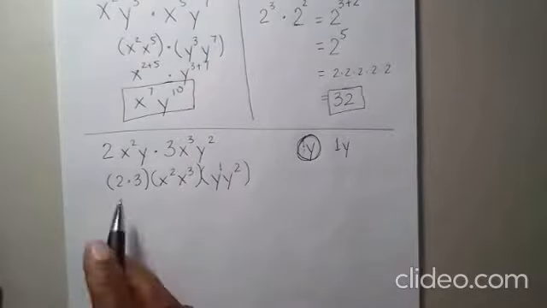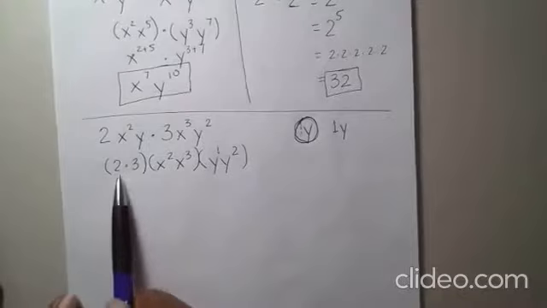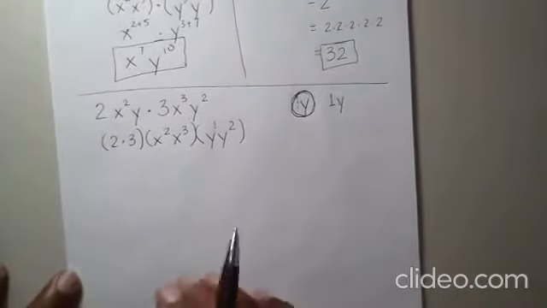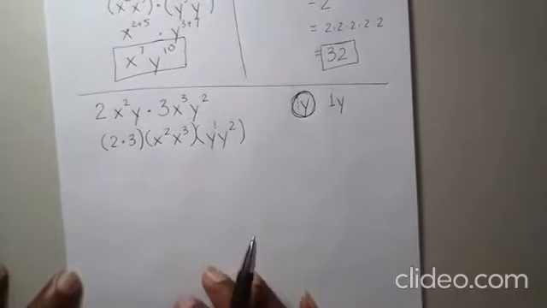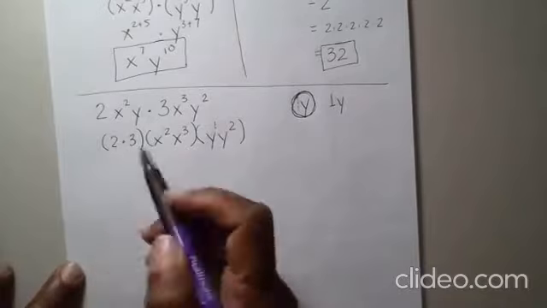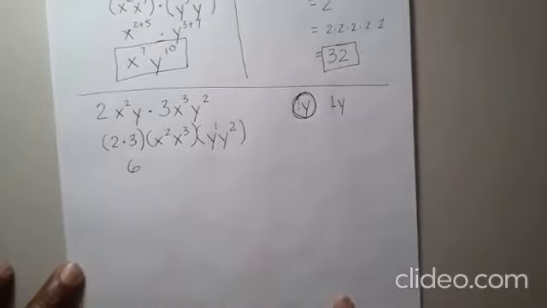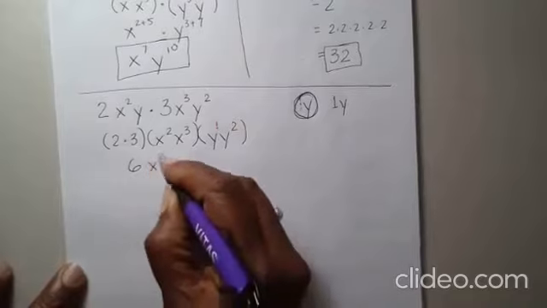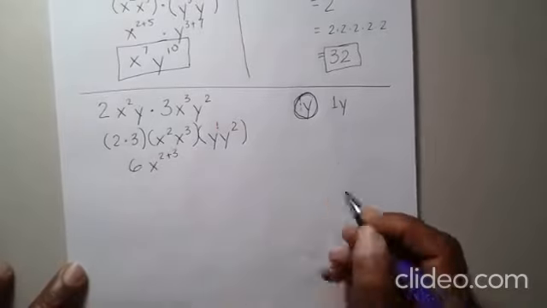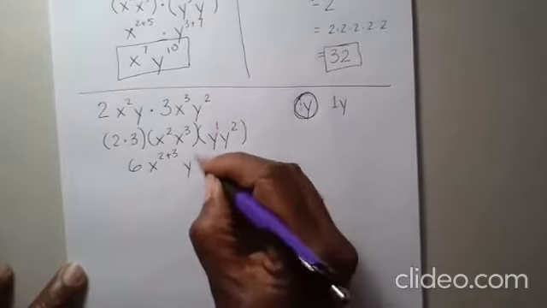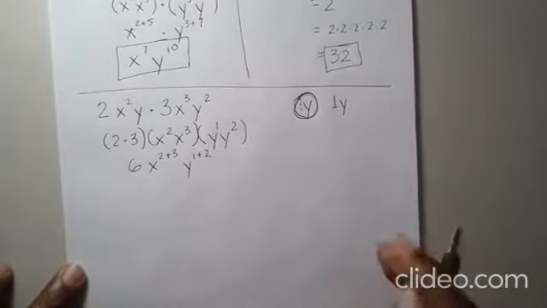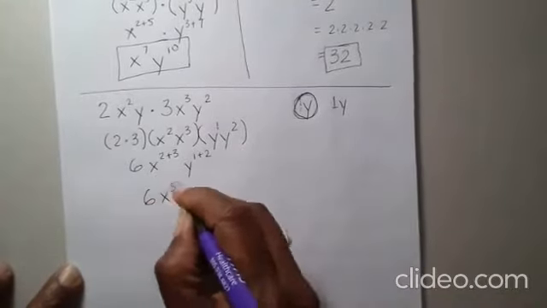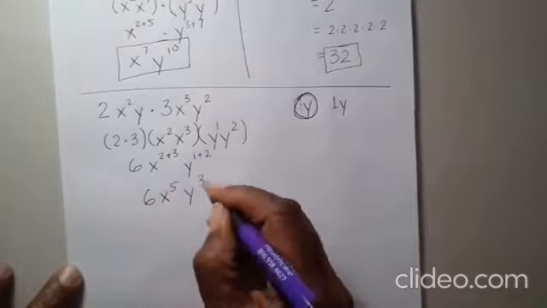Okay? So now let's go back to our problem. We've got 2 times 3, 6. Oh, good job, Boris. I see you. So 2 times 3 is 6. x squared times x cubed. And then we have y to the 1 plus the 2 here. So our answer then is 6 x to the 5th y to the 3rd power.